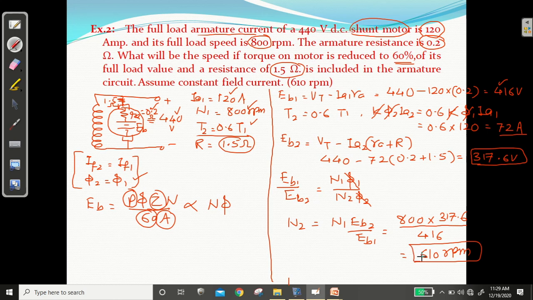Now, such a type of question they can also ask in MCQs. A problem is given, and you will say, sir, after solving this much, what is needed? Only one important point is given, and this is very important. It is going to 60% of T1, which means what is happening to T2? T2 is reducing. T2 is reducing means your load torque is reducing. So you will get the speed in this way.